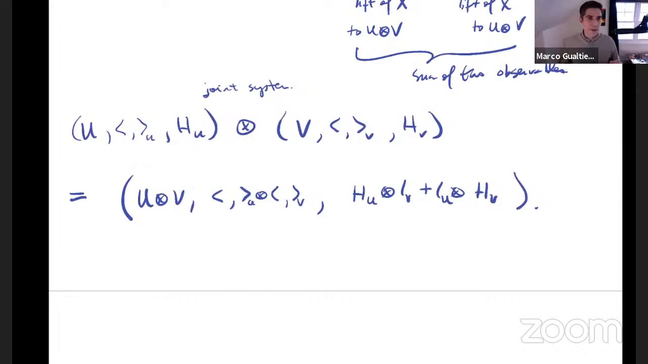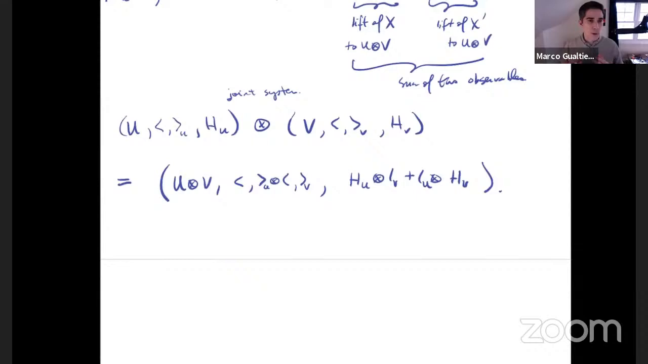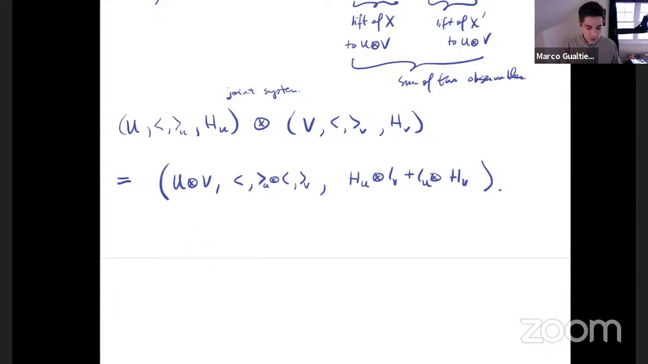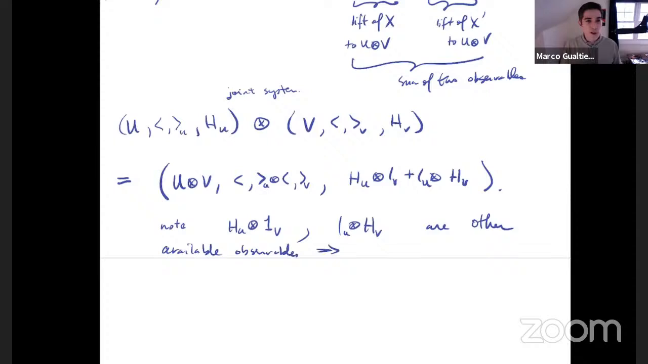Okay, so I just wanted to give the correct explanation for why observables combine in this particular way. I just want to point out that on this combined system, the cool thing is that the old observables are still available. So note that H_U tensor 1, the Hamiltonian of the old system, and H_V tensor 1 are certainly other observables. And this corresponds physically to measuring only one of the two switches or systems or particles, whatever you want to call them.